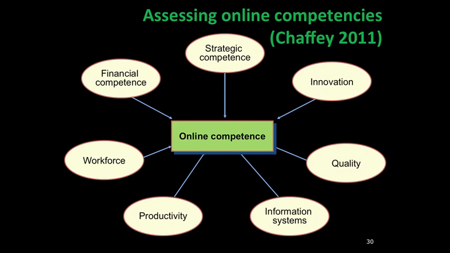So Chaffey puts together this means of assessing the online competencies. He talks about looking at innovation, quality, information systems, productivity, workforce, financial competence and strategic competence as the elements you should be considering in terms of your online presence or your e-communication strategies.